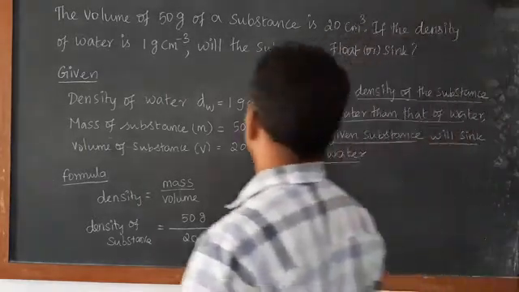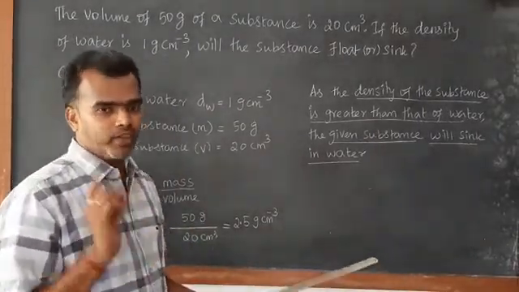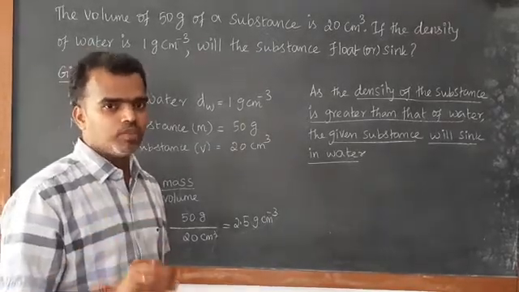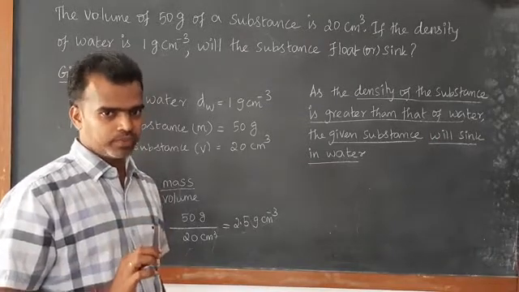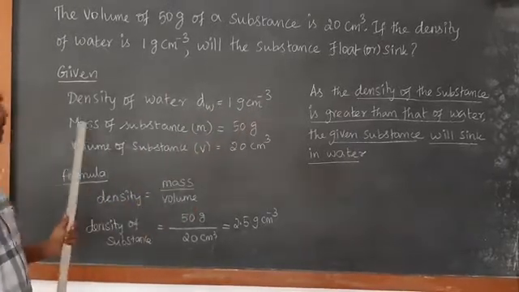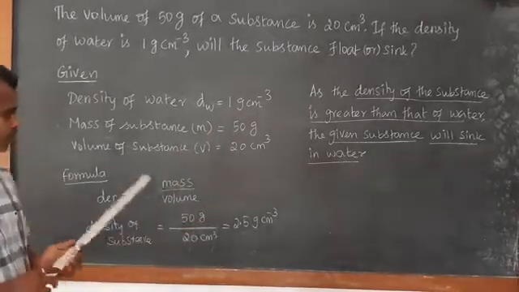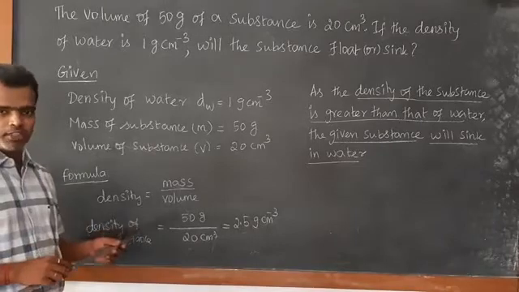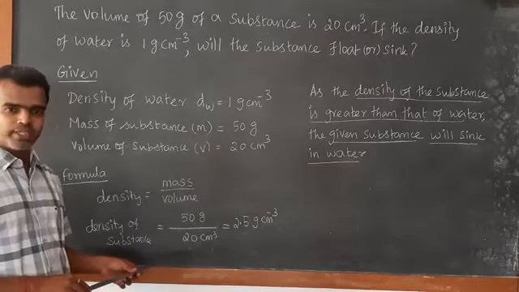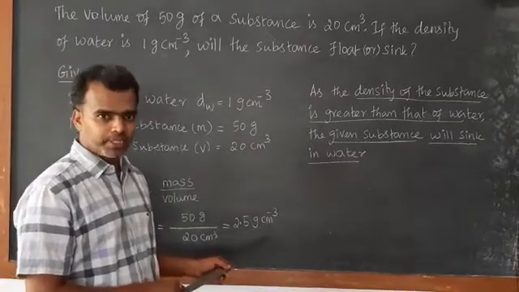In the given problem, they have given the mass and volume of a substance and the density of water, and we need to check whether the substance will float or sink in water. Given: density of water 1 gram per centimeter cube, mass of substance 50 gram, volume of substance 20 centimeter cube. The formula is density equals mass by volume. Mass is 50 gram, volume is 20 centimeter cube. So 5 by 2 gives 2.5 gram per centimeter cube.